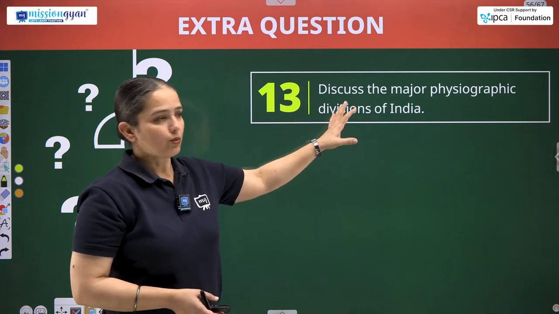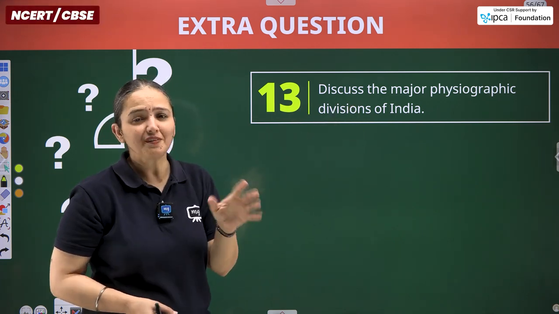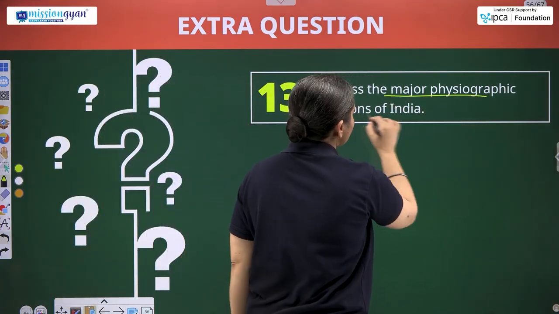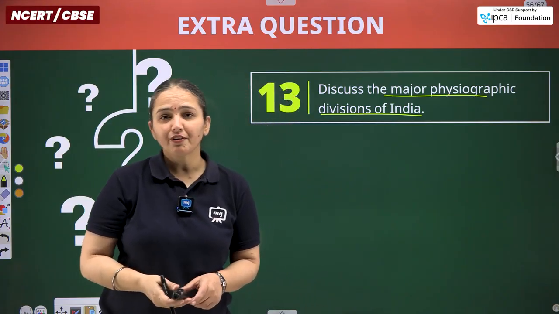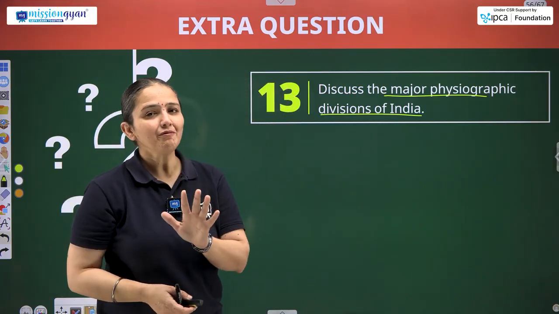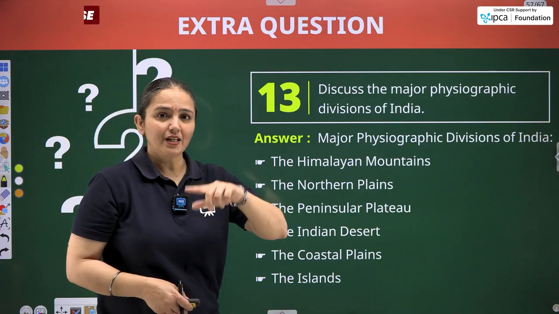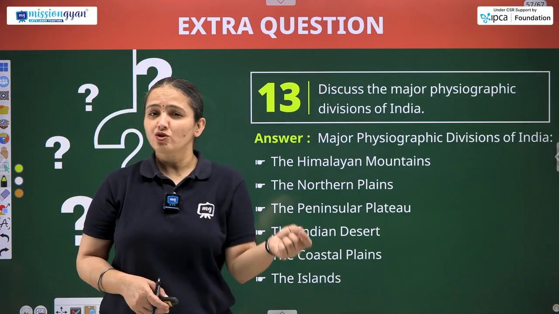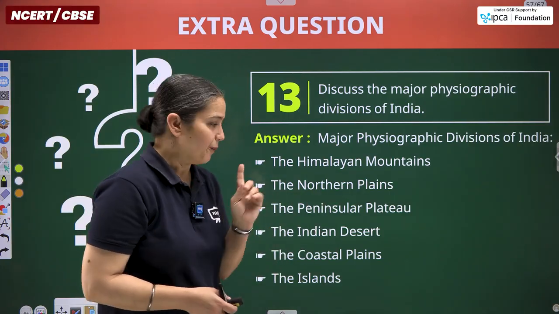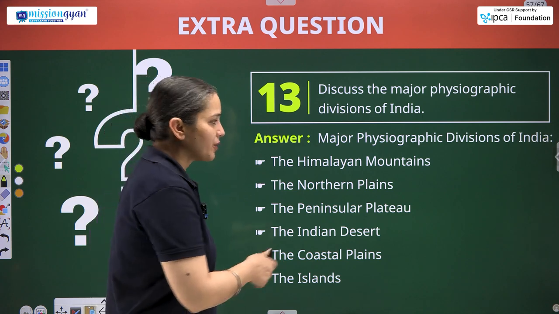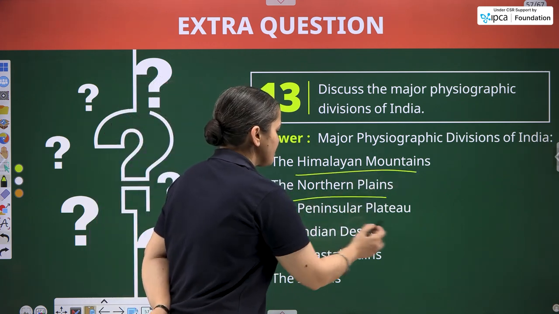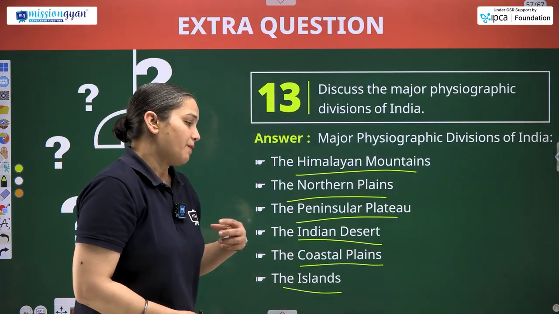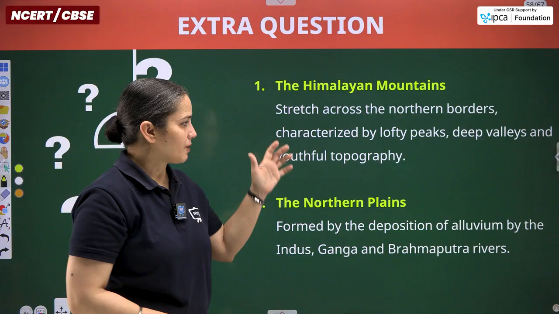Okay, discuss. Now this is a descriptive question comprising 3, 4, 5 points. It depends on how many points it is asking about. Discuss the major physiographic divisions of India. There are 6 physiographic divisions. Consider this for a minimum of 5 marks, because we have to give the names along with 1 or 2 statements illustrating that particular physiographic division of India. The names are being repeated once again: Himalayan mountains, northern plains, peninsular plateau, Indian desert, coastal plains and islands. Now, talking about their important significance or features, we just have these.